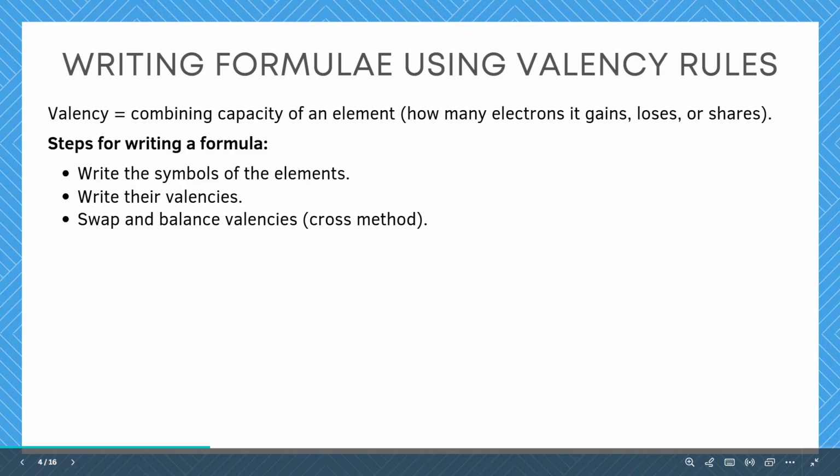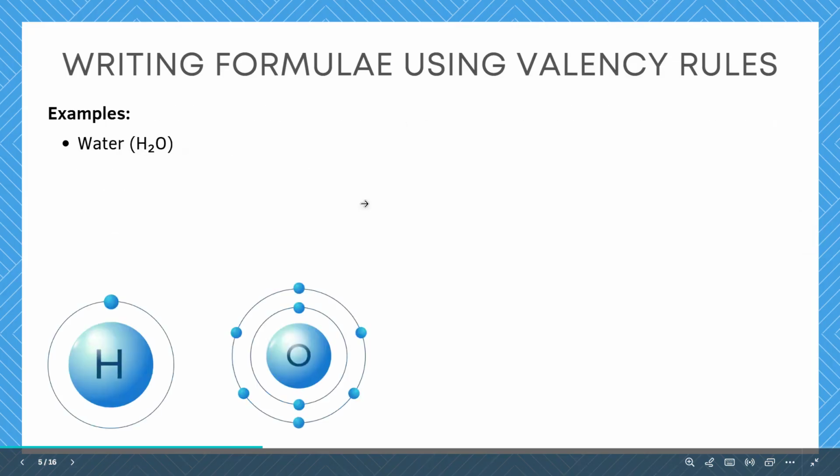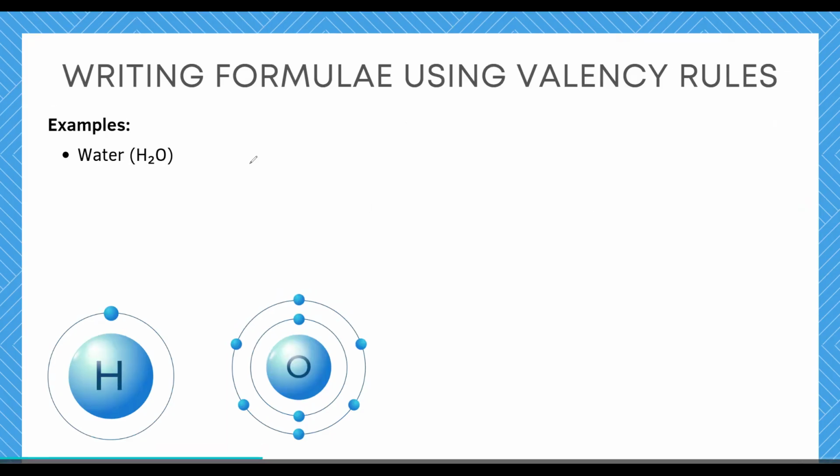Can you explain the cross method, please? Yes, I'm going to explain it in the next example, okay? Okay. Good. So that's the example that we are dealing with right now. Step number one, look at this H2O, water. How do we write down the formula? Step number one says write down the elements, right? Good. And the elements present are what?